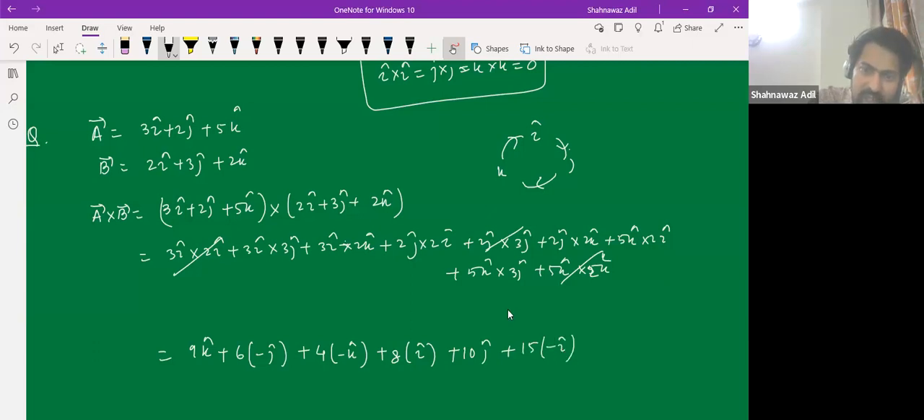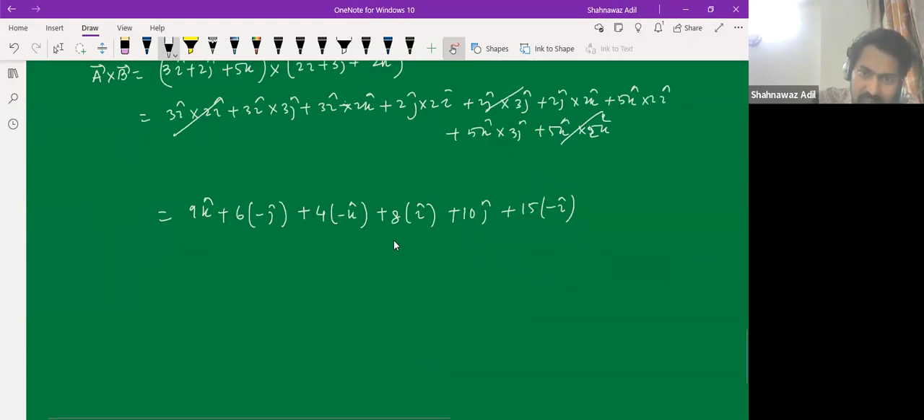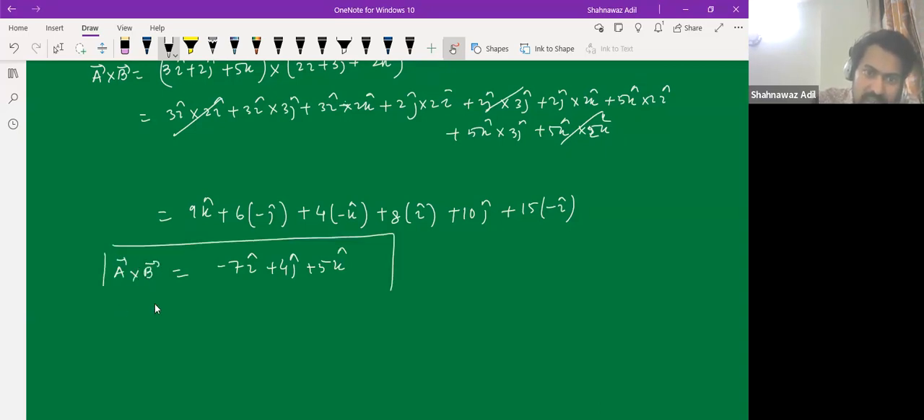These would be the things, and we have 8i minus 15i, so we have minus 7i, and then minus 6j plus 10j, so we have 4j, and 9k minus 4k, so 5k. So this would be A cross B, right? This is one idea.